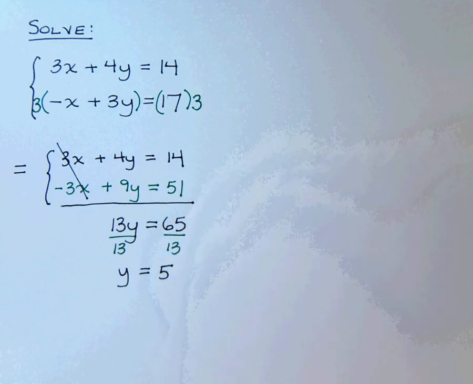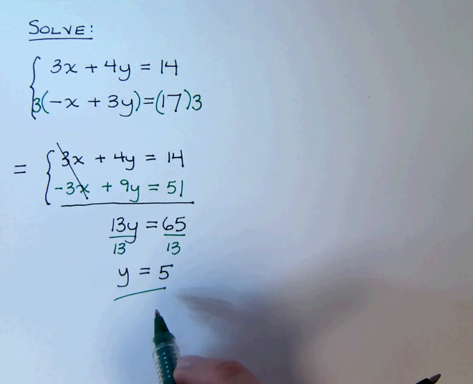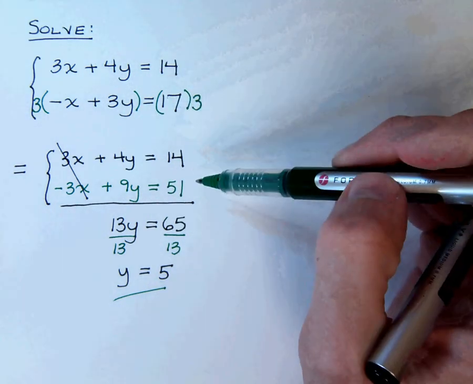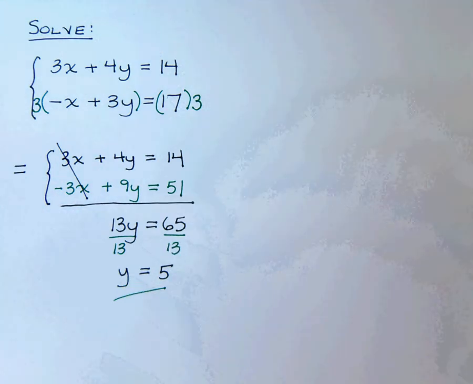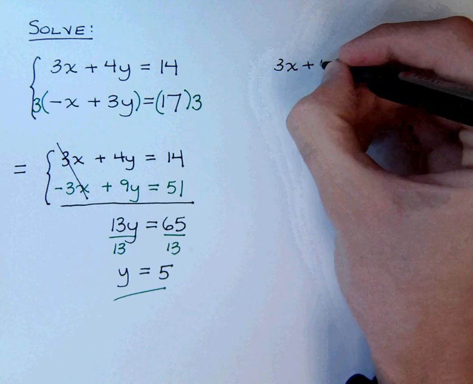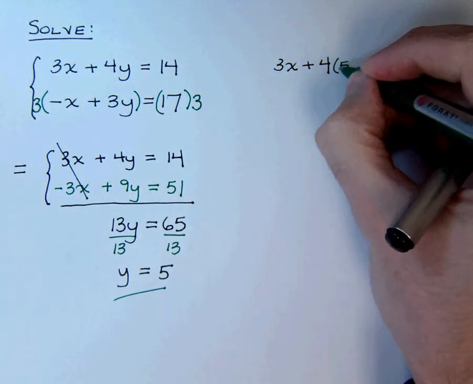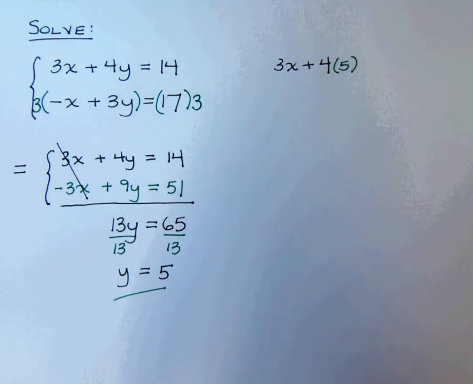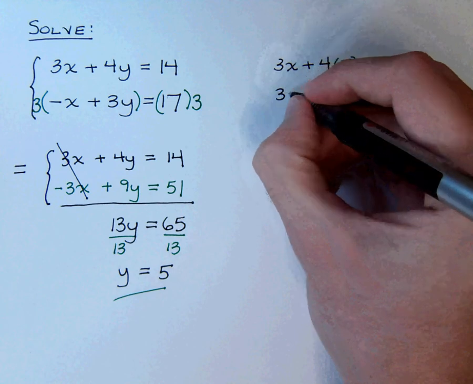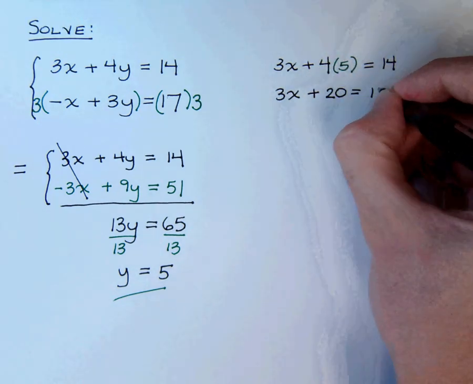So, we have one of the coordinates. We just need to find the other one. You can plug the 5 into either one of these original equations. Alright, so let's just go for the top one. So the top one's going to be 3x plus 4 times, the y value is 5, so let's substitute that in. And this equals 14. So, 3x plus 20 is equal to 14.